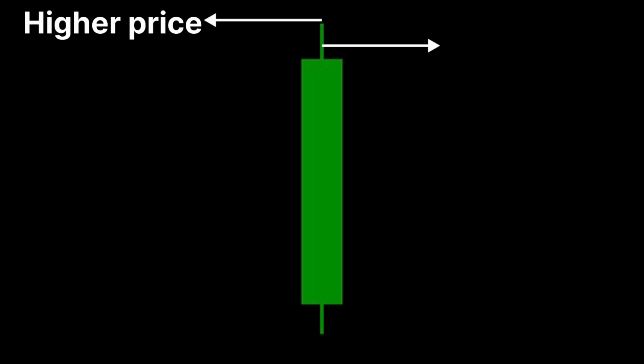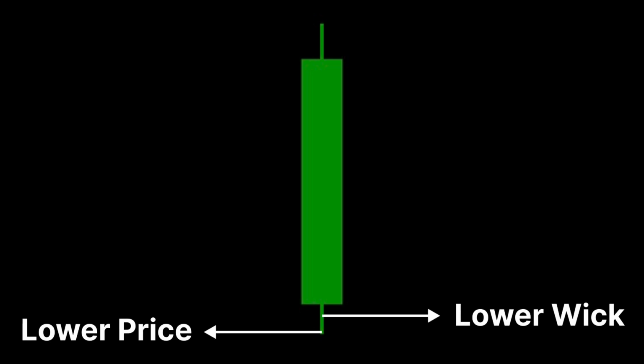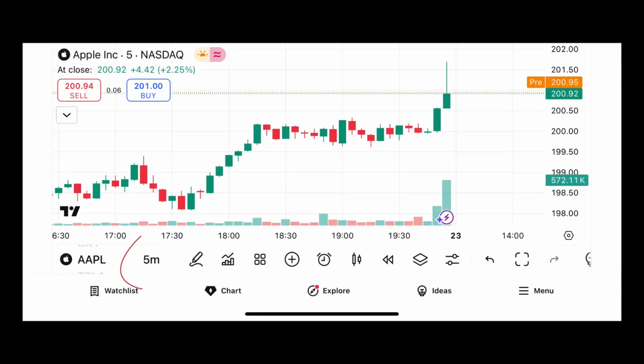Now each candle has a body and a wick, or shadow. The body shows the opening and closing price, the top wick shows the highest price, and the bottom wick shows the lowest price. Now each candle represents a different time frame.